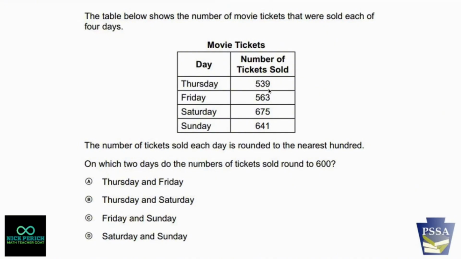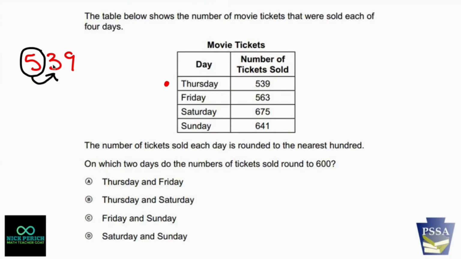So let's round all 4 of these numbers and see which ones round to 600. Let's go over here and start with Thursday, which is 539. Now what you do when you round a number to the nearest 100 is you start from the right and think of place value. This is the ones place value, this is the tens place value, and this 5, which I'm going to circle, is the hundreds place value. You circle that number and look to the number to the right of it.